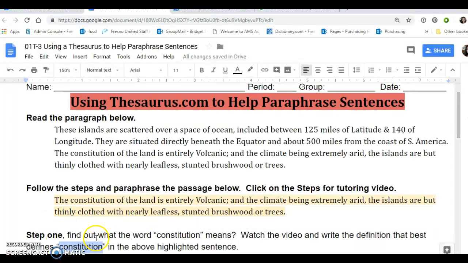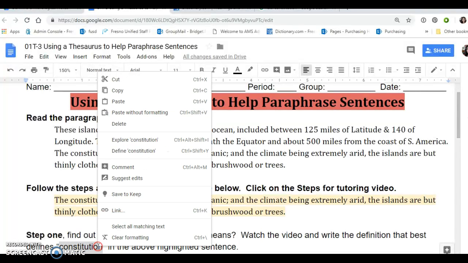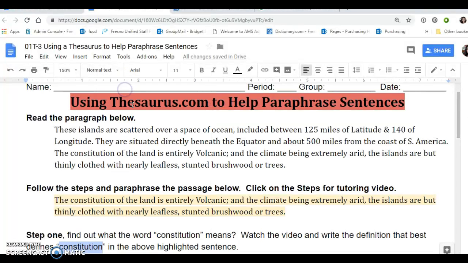Step 1. Find out what the word constitution means. Watch the video and write the definition that best defines constitution in the above highlighted sentence. All right, so what I'm going to do is actually go to the sister website to thesaurus.com, and that's dictionary.com. I'm going to highlight this word, and I'm going to copy it, and then I'm going to go to dictionary.com.